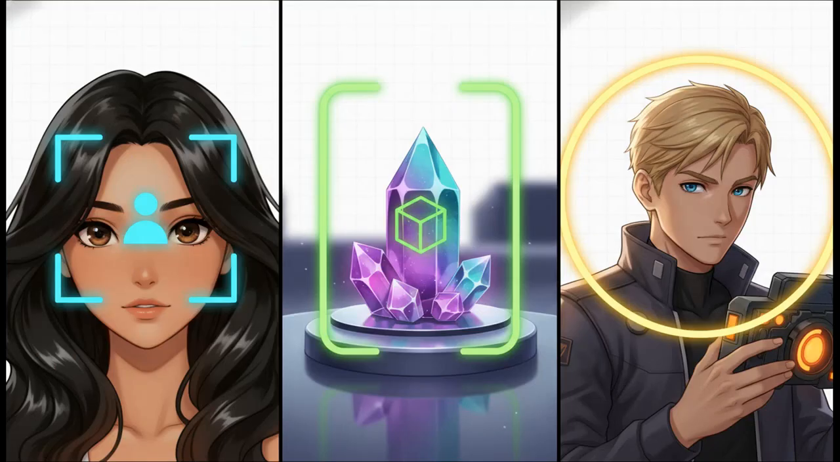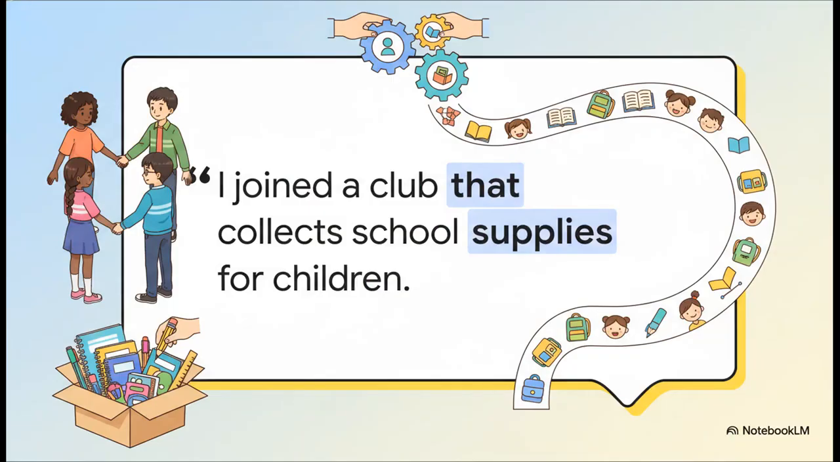The hook words for these are a little different, but super easy to remember. We use who for people, we use which for things, and then we've got the super flexible word that, which works for both. These words are your clue that a description is coming right up. And here's how it works in the wild. The main sentence is, I joined a club. Fine, but which club? There are millions of them. The adjectival clause jumps in to clarify: the one that collects school supplies for children. It pinpoints exactly which one we're talking about.